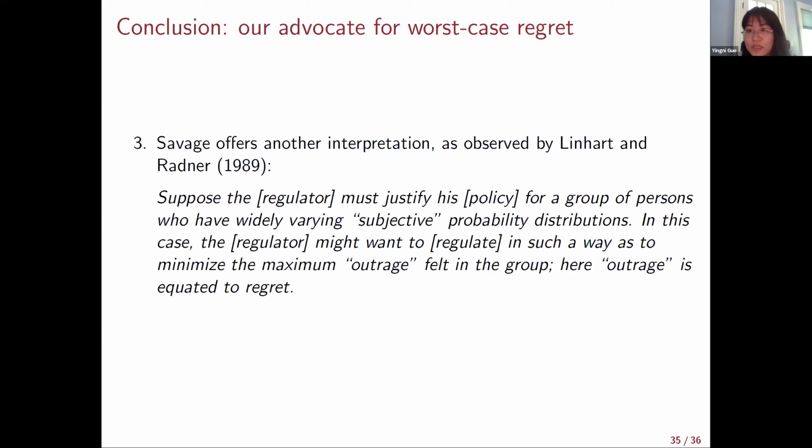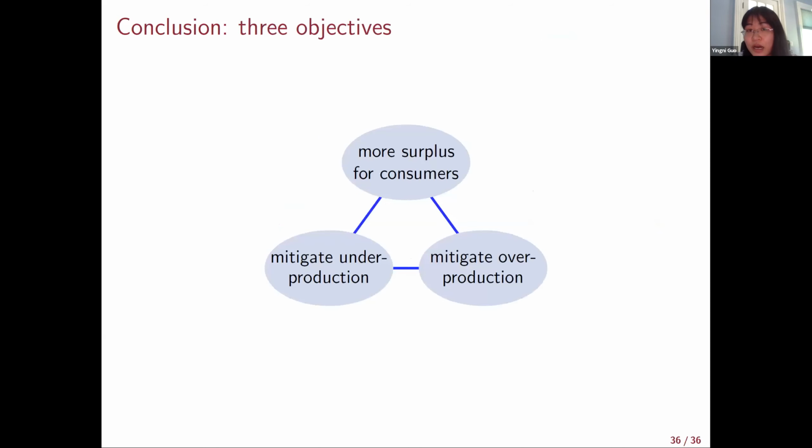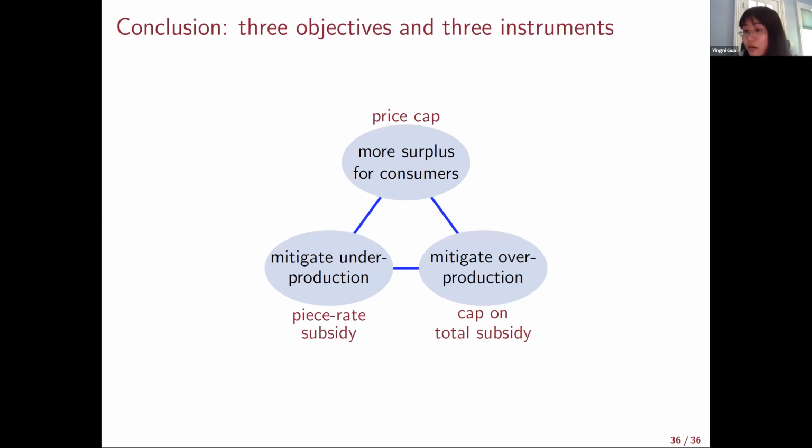What we learn from this framework is very simple, but also very powerful. This worst case regret approach allows us to identify three objectives of the regulator. He wants more surplus for consumers. He wants to control underproduction. He wants to control overproduction. Also, we identify three instruments, one for each objective. The price cap is for delivering more surplus for consumers. The piece rate subsidy is to mitigate underproduction. And the cap on the total subsidy is to mitigate overproduction.